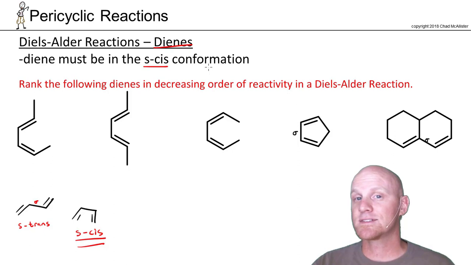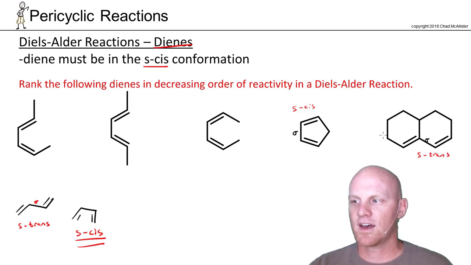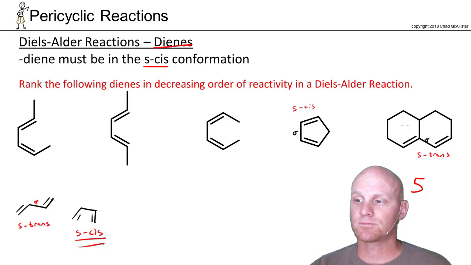So if they're not already S-cis, they're never going to be. Well, this one here is S-cis, whereas this one here is S-trans. So this one that's S-trans, it's never going to get to be S-cis, and it turns out that this one doesn't do Diels-Alder at all. Therefore, I'm going to give him a ranking of number 5. So he's going to be the slowest in a Diels-Alder reaction by far.